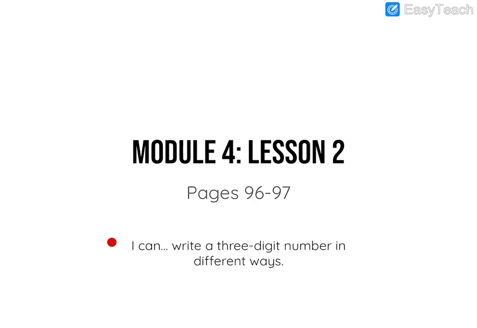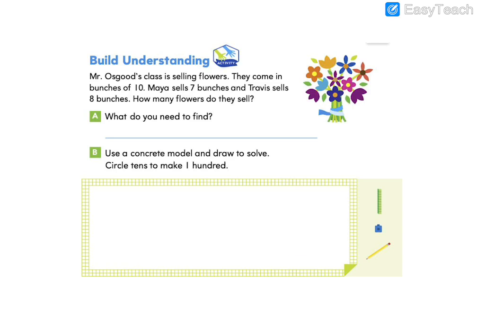Our I can statement reads, I can write a 3-digit number in different ways. So we're going to work on our understanding of place value for 3-digit numbers, or numbers into the hundreds place. Let's look at Build Understanding.